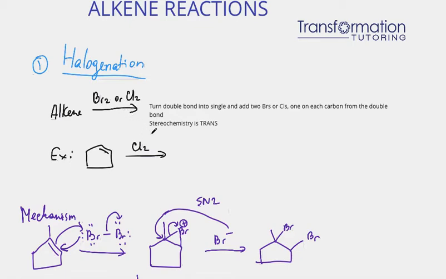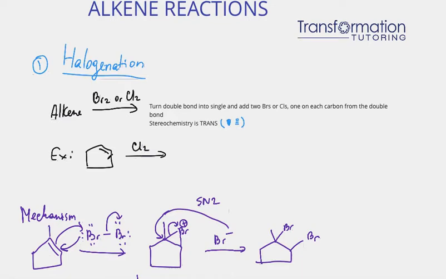For each reaction, I'm giving you a brief overview of how to easily and simply predict the product. So here, for Br2 or Cl2, you will have to turn your double bond into a single bond, and you will add 2 bromines or chlorines depending on what your reagent is, 1 on each carbon from the double bond. And I also wrote that the stereochemistry will be trans. Trans means one will be wedged and another will be dashed.